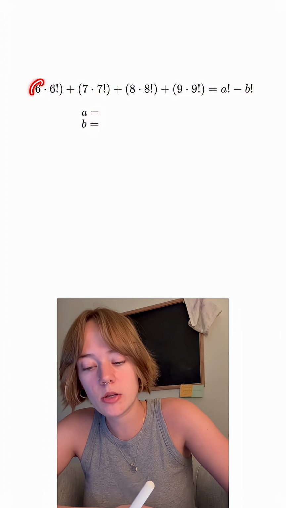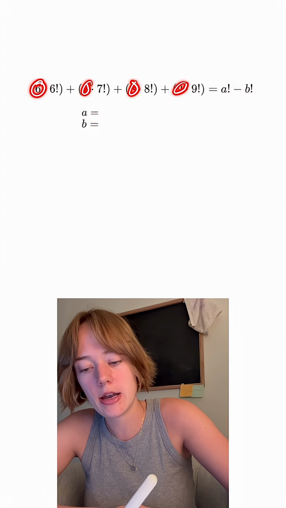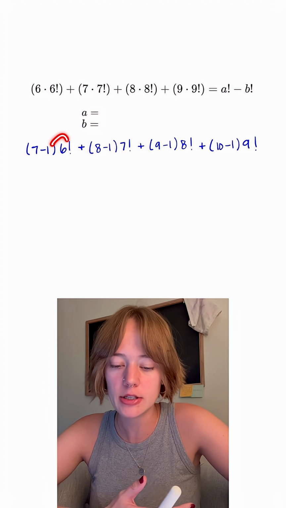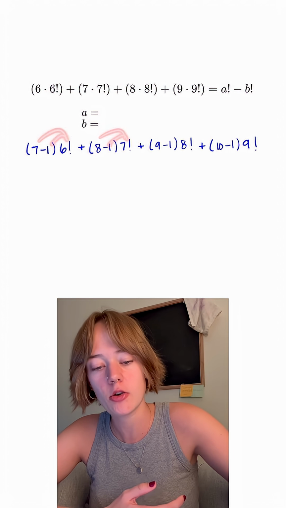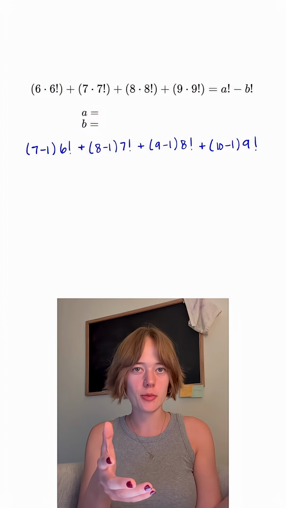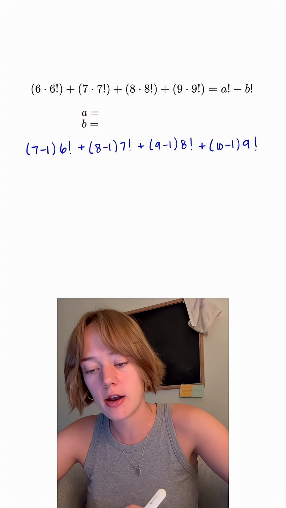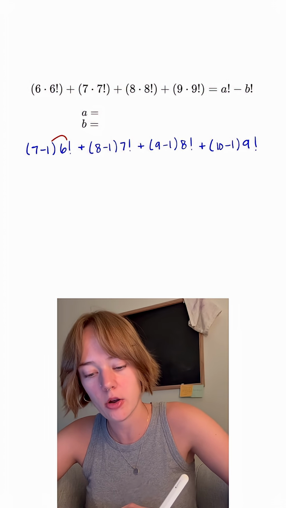Well, I propose that we rewrite 6, 7, 8, and 9 like this. Okay, from here we can distribute those factorials into these differences that we just created, and we'll get a long line of terms that are adding and subtracting. So let's just think about this first term right here and how we distribute that 6 factorial in here.